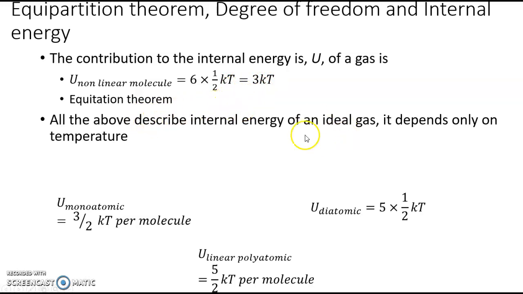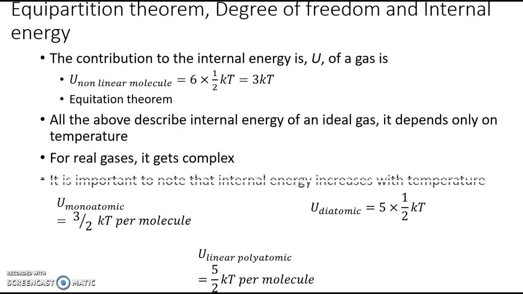All the above is just to describe the internal energy of an ideal gas, and that's because for an ideal gas, the internal energy depends only on temperature. For real gas, this gets more complicated. The internal energy depends on more than the temperature only. However, it's important to note, if we look at it, the internal energy is 3/2 kT, 5/2 kT, 5/2 kT, 3 kT. So it increases with temperature. Even for real gases as well, it also increases with temperature.